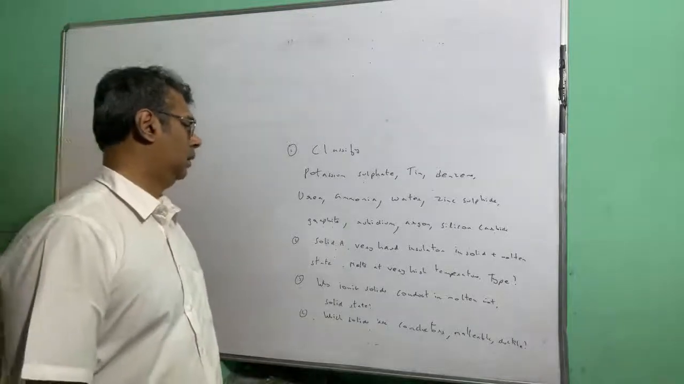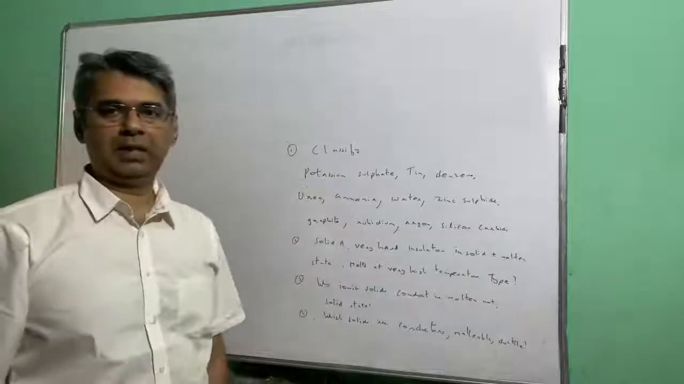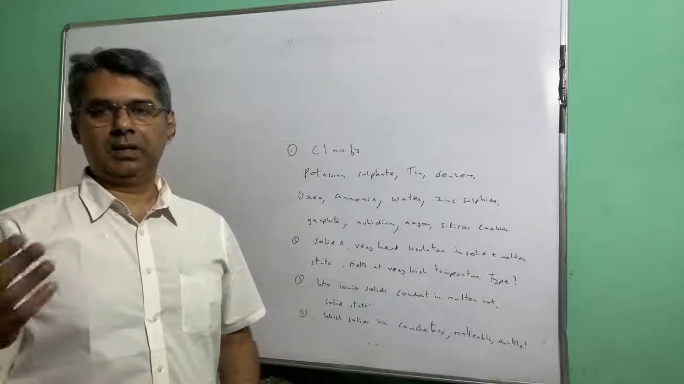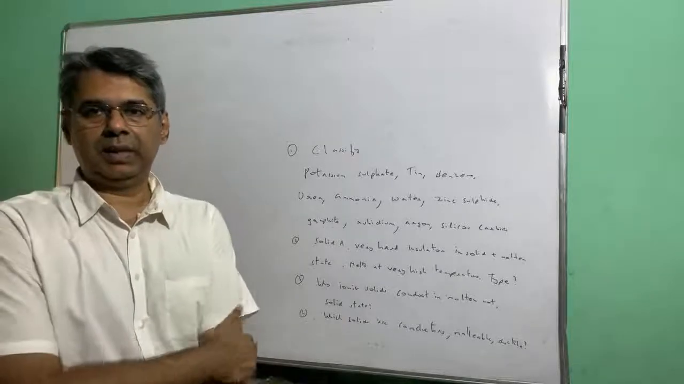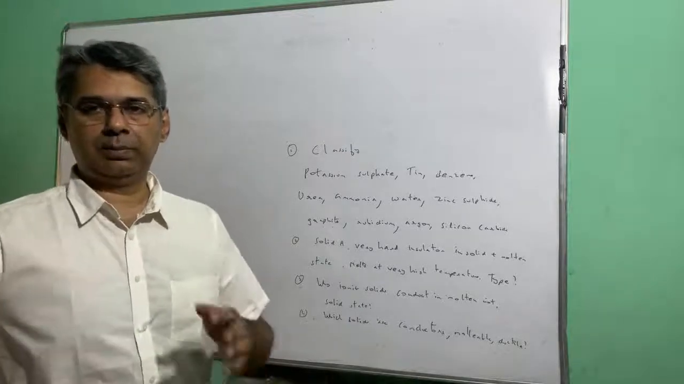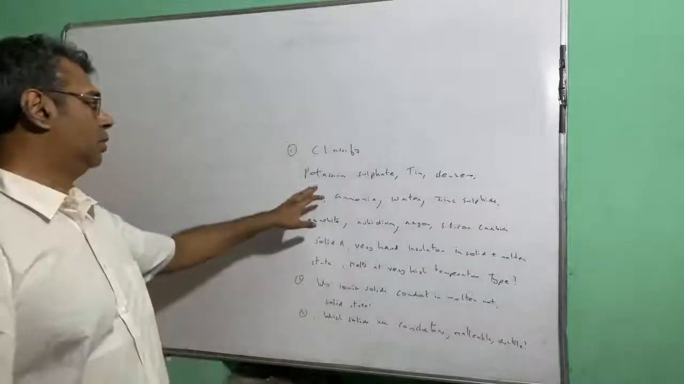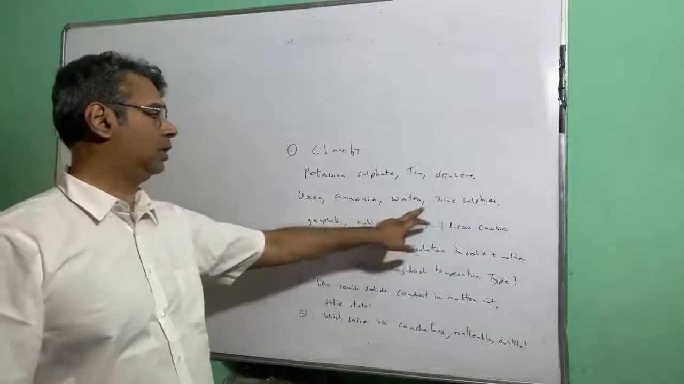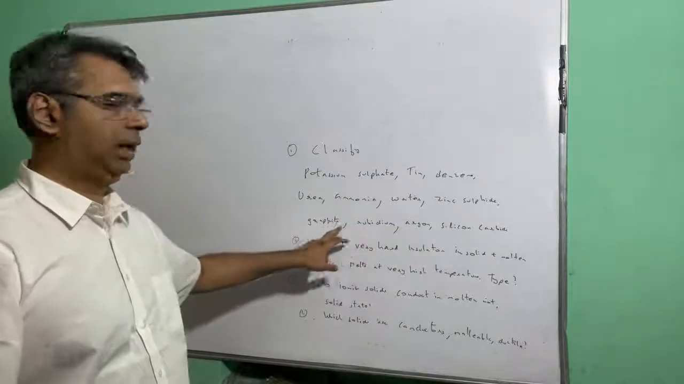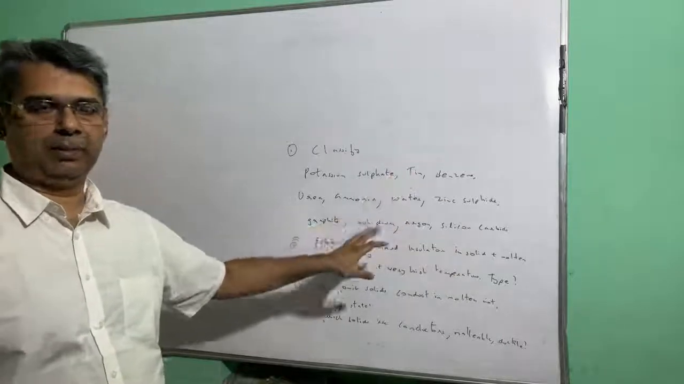Okay, these are the 4 homework questions. First question is classify. Classify means you have to say whether it is molecular, covalent, ionic, or metallic. If it is molecular, you have to say whether it is polar molecular, non-polar molecular, or hydrogen bonded molecular. So classify: potassium sulfate, tin, benzene, urea, ammonia, water, zinc sulfide, graphite, rubidium, argon and silicon carbide. You have to classify them.